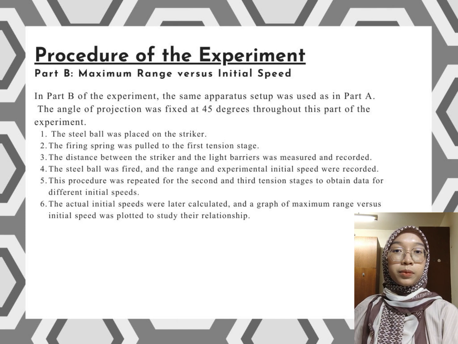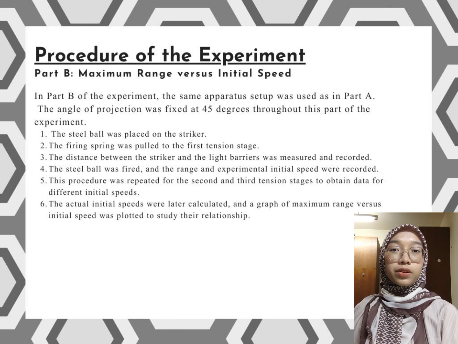After that, in part B of the experiment, the same apparatus setup was used as in part A, except now the angle of projection was fixed at 45 degrees throughout this part of the experiment. Well, first, the steel ball was placed on the striker. Then the firing spring was pulled to the first tension stage.